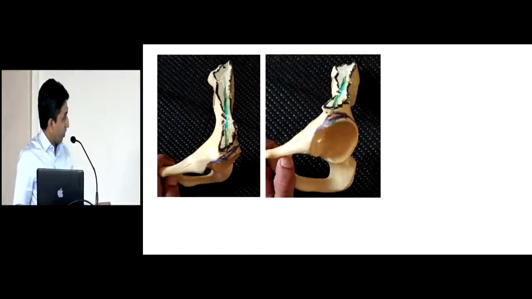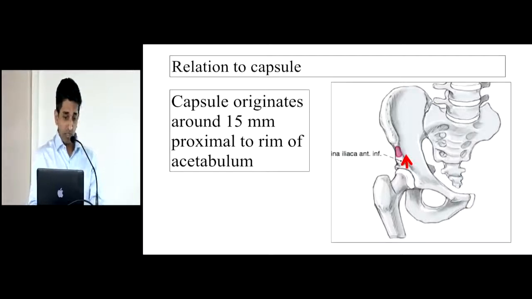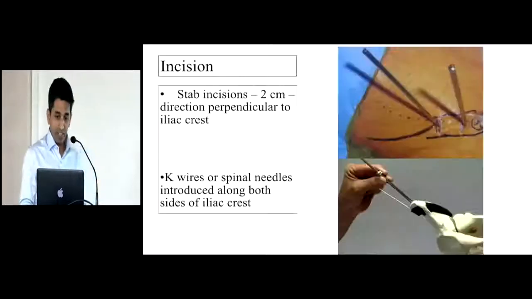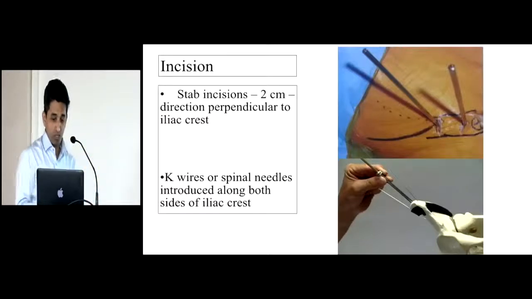So if you see the hip capsule, that hip capsule takes origin around 15 to 18 millimeters superior to the acetabulum, and then our external fixator pin has to be above that, just to avoid intra-articular penetration of the external fixator pin.